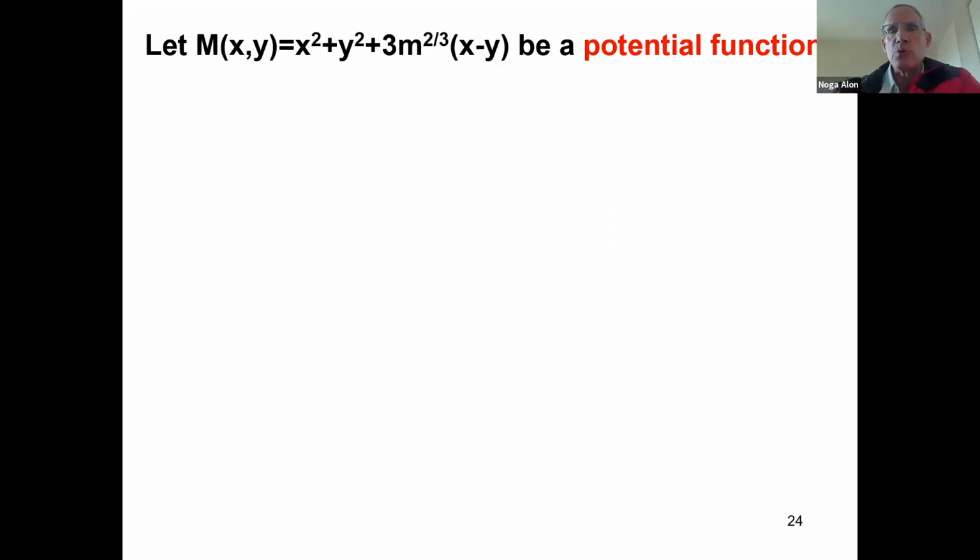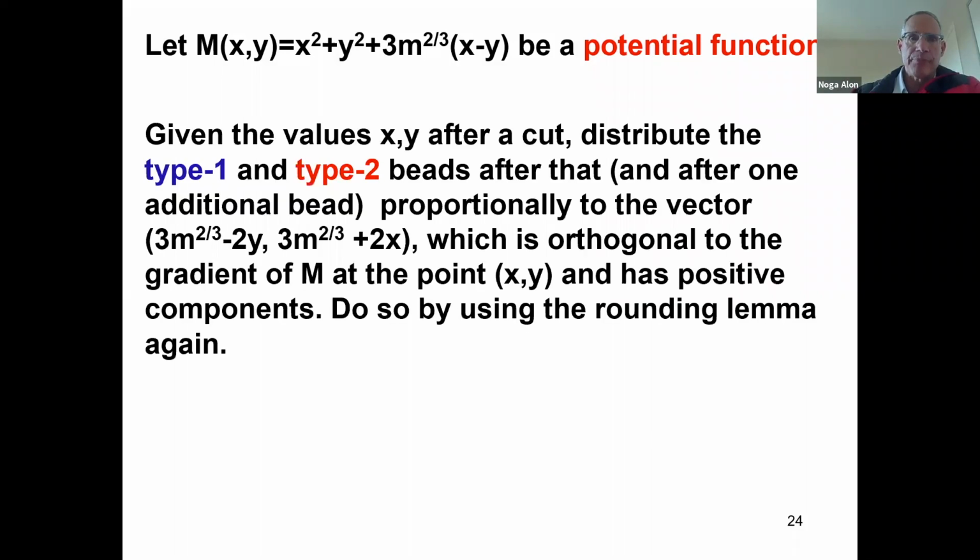So the idea is that we want to give the beads in such a way that will force the potential function to increase. And if it increases enough, then assuming that we don't do a big number of cuts, X or Y will have to be big. And we already saw that if one of them is big, then we can force a big number of cuts. Okay. So this is the potential function.